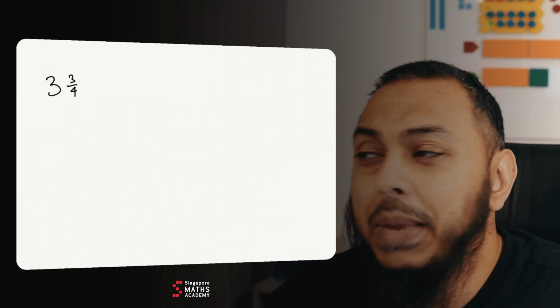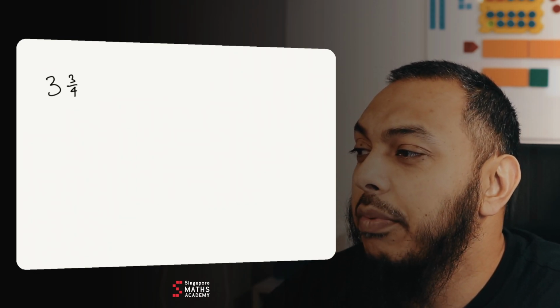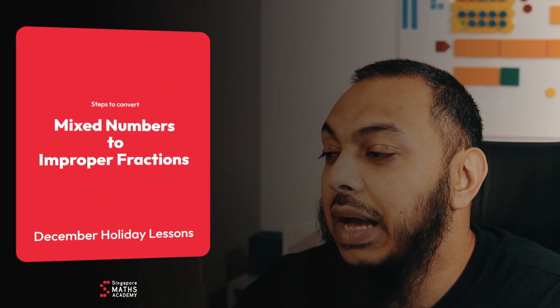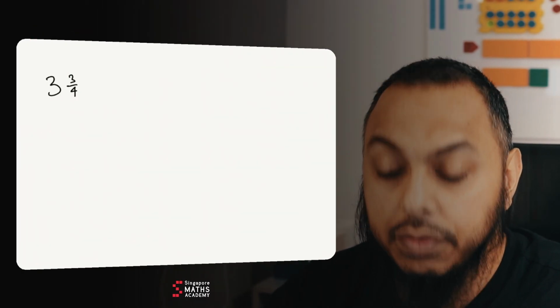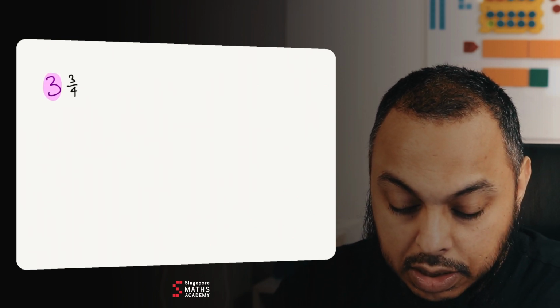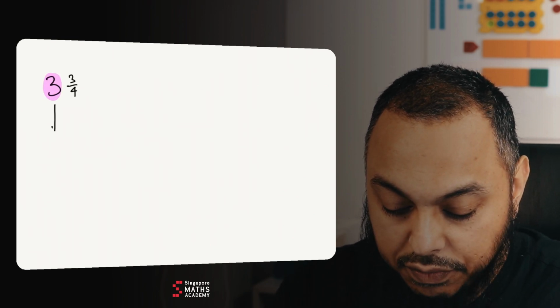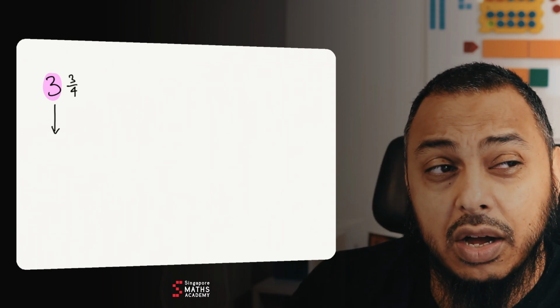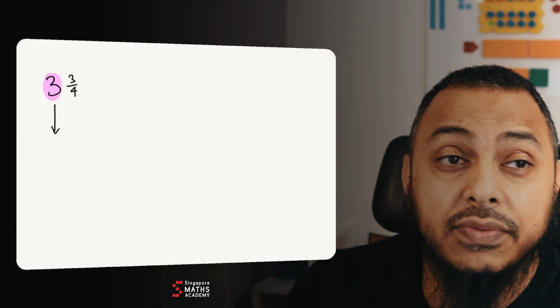Okay, so for mixed numbers to improper fractions, that's a slightly different way, right? It's going to be like the opposite way in a way. So we're going to look at mixed numbers to improper fractions. Let's look at the steps. What does it say first? It says change the whole. Okay, so I've got 3 wholes here, and I want to change the whole into a fraction. Now, what fraction should I put that as? Should I put it as halves, thirds, quarters, fifths?